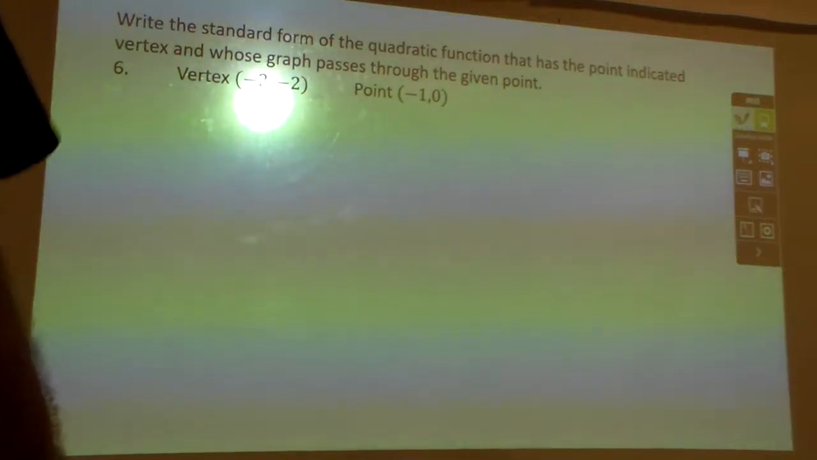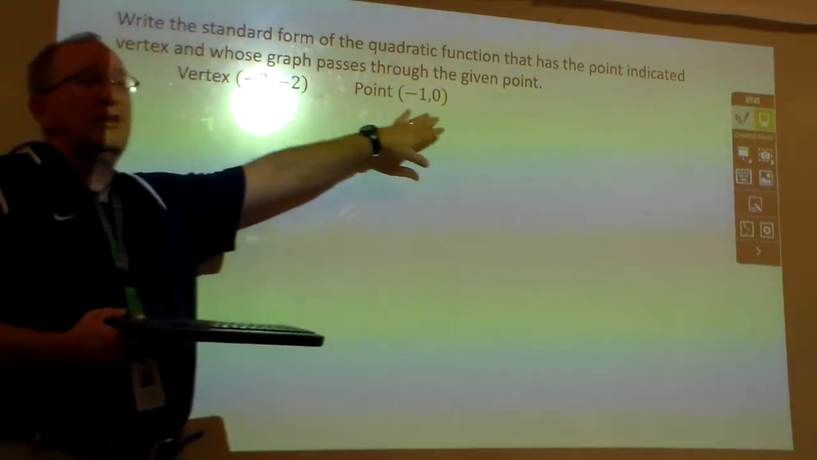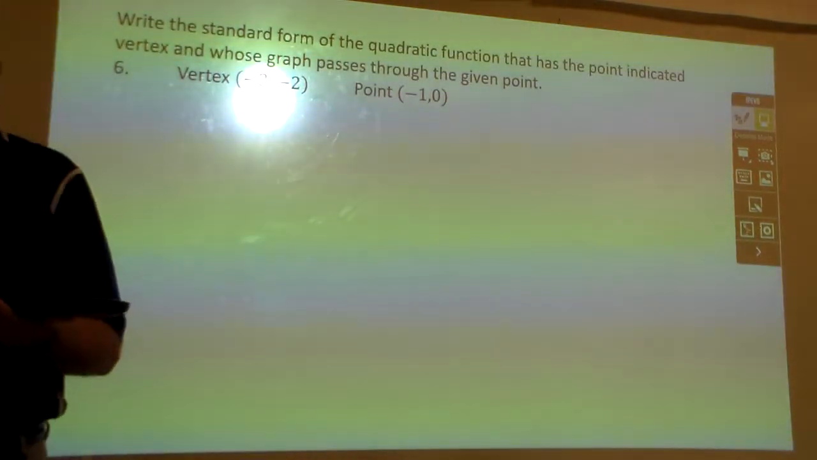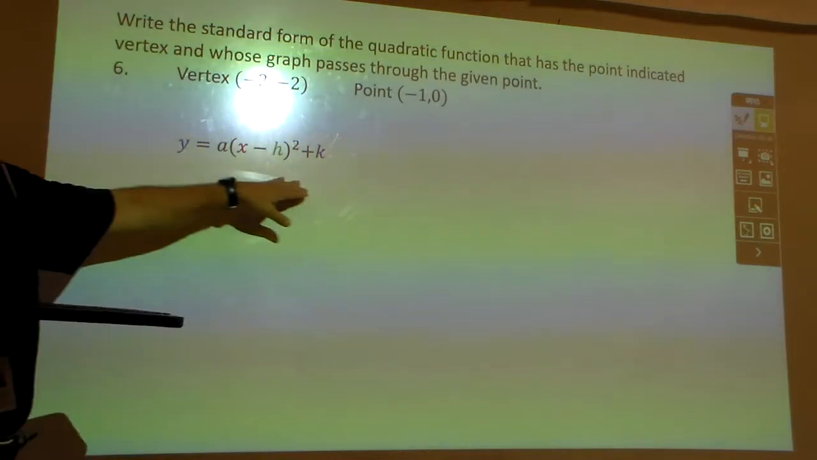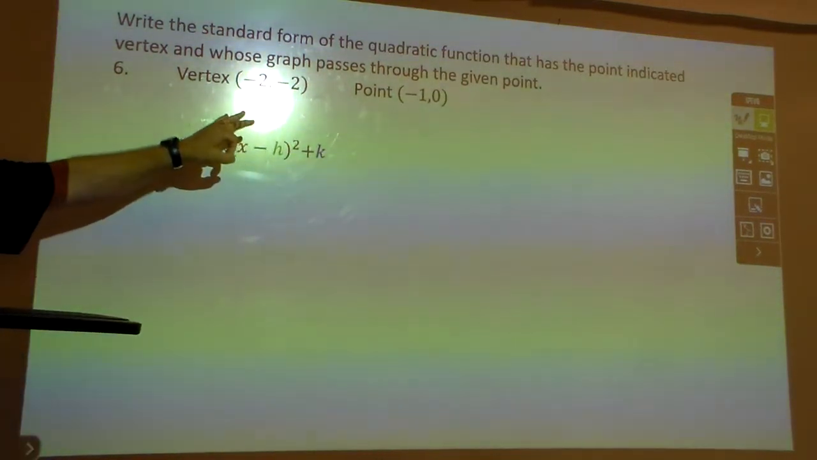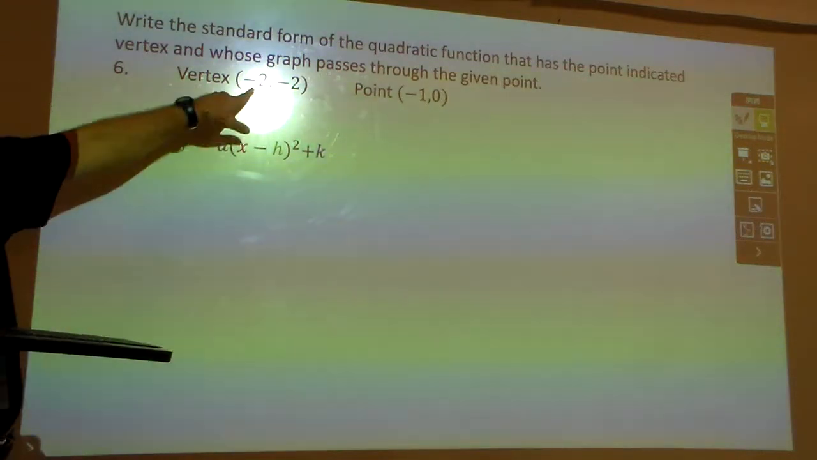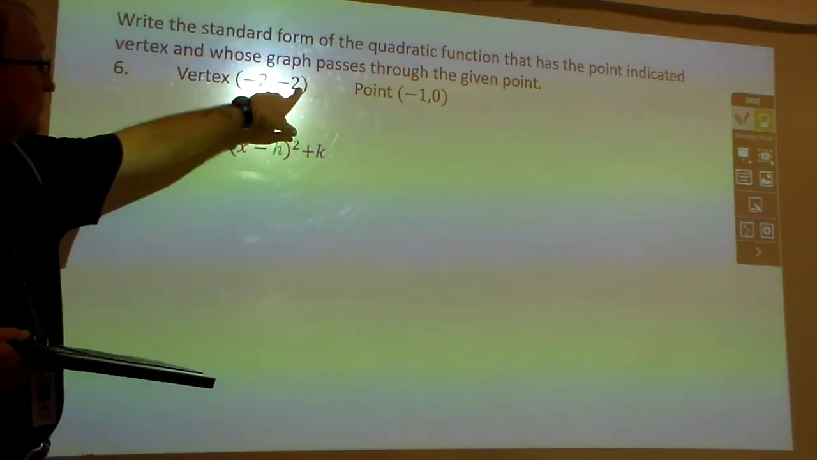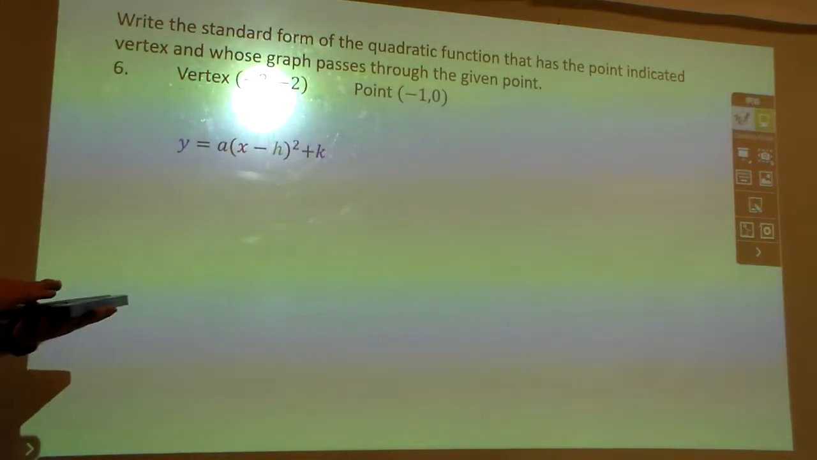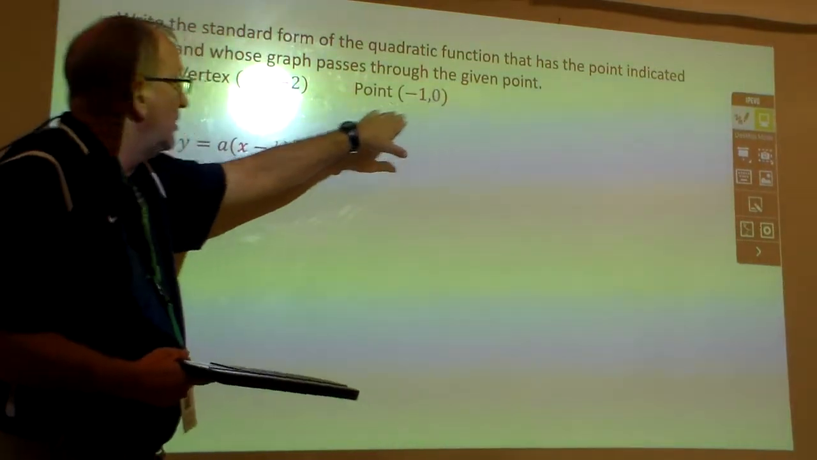Okay, y'all. I'm given a vertex and a point, and I want to write it in standard form. So here's what we do. Here's my formula for standard form. And here's what's funny. They've given me every single letter here except for A, because the vertex is H, right? That's H, and that's K. And over here is an X I can plug in, and a Y.